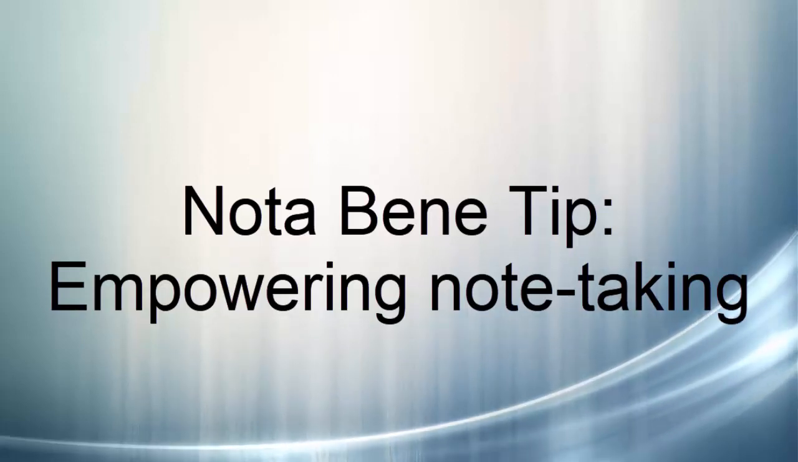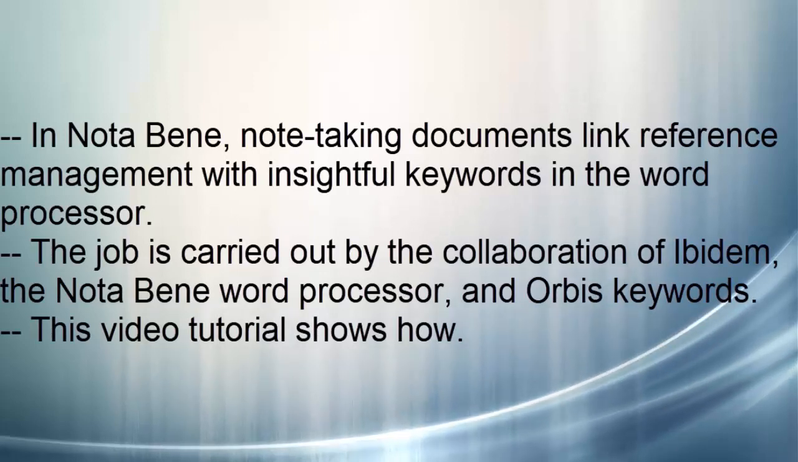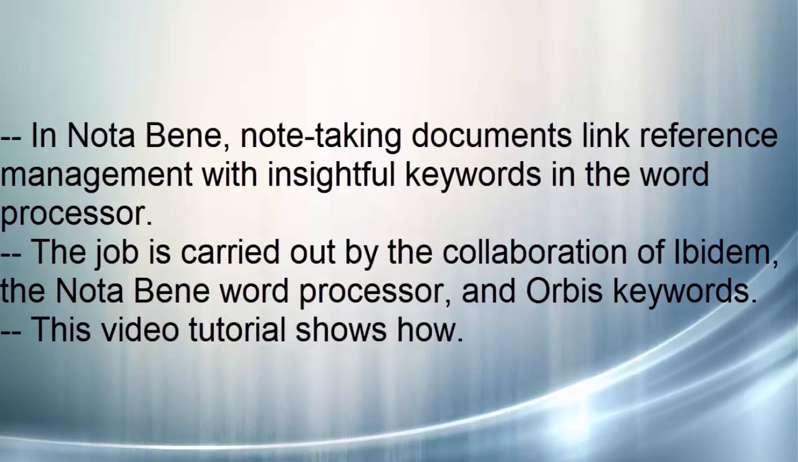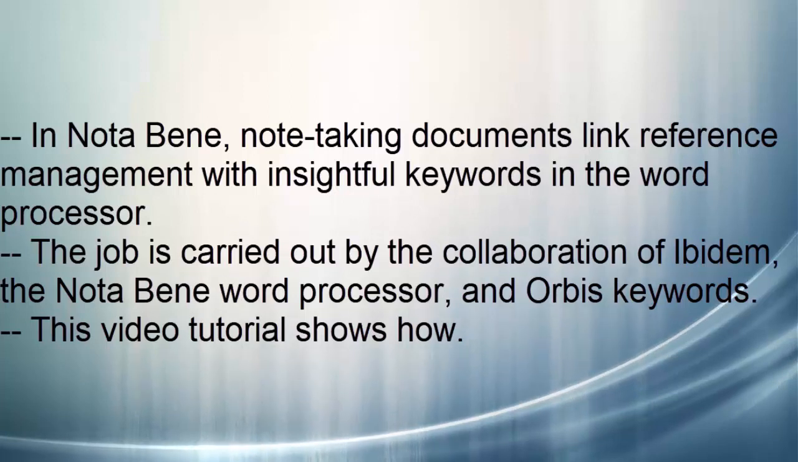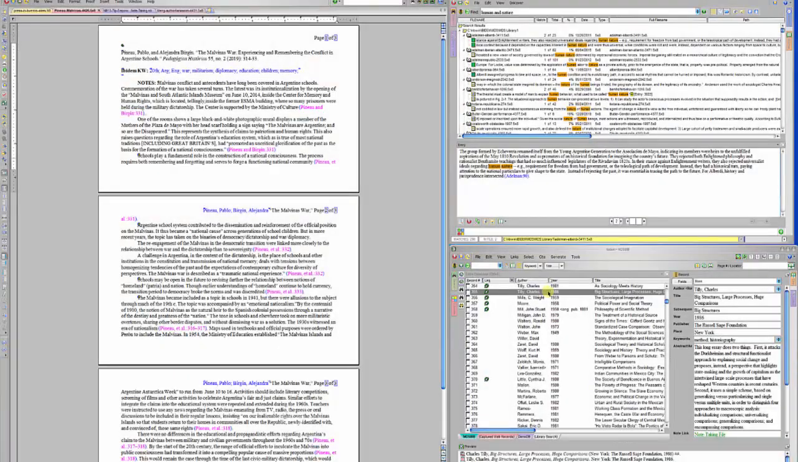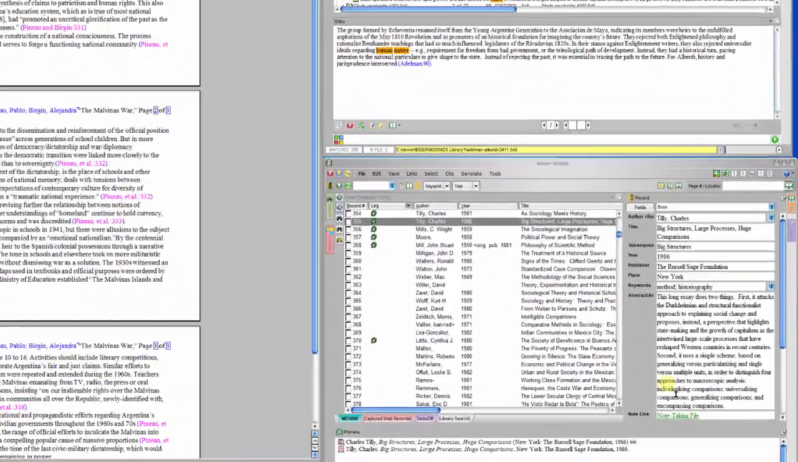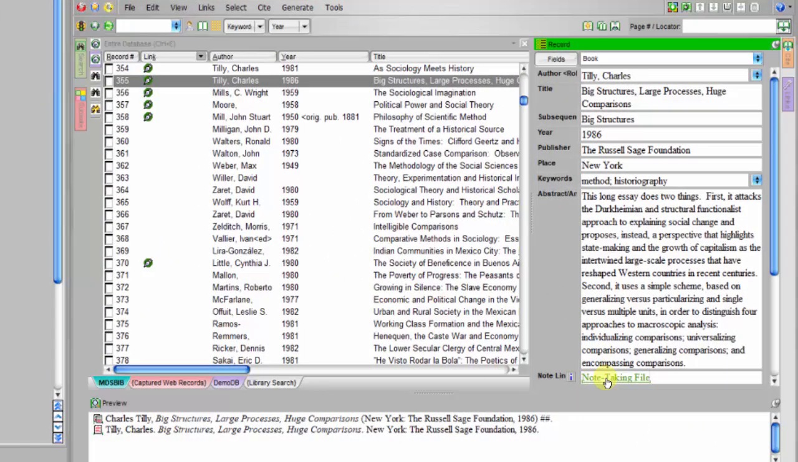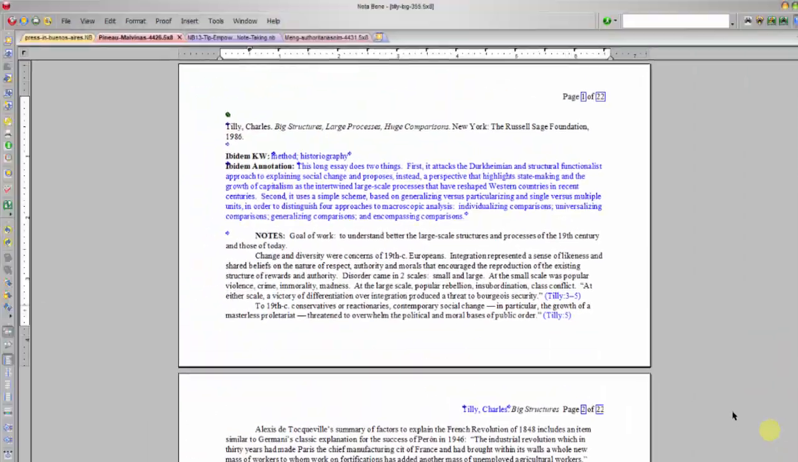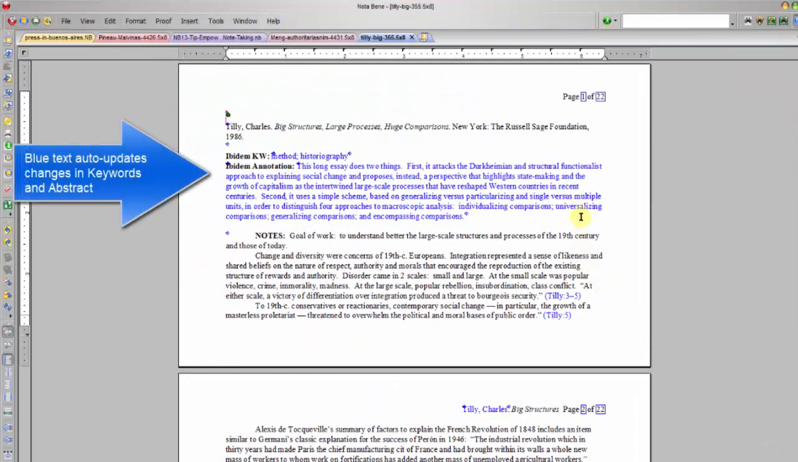Note-taking in Nota Bene powerfully links reference management with insightful word processing. This process is handled by the collaboration of IBIDIM, the Nota Bene word processor, and Orbis keywords. Note-taking documents created by IBIDIM will have text from both the abstract annotation and keywords fields automatically updated. Updatable text in a Nota Bene file is shown in blue.